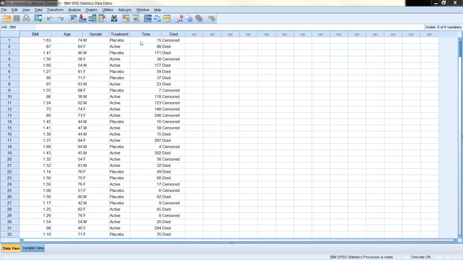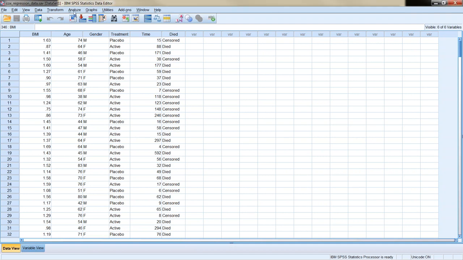Here's their time. Now, as you can see, this first person is censored, but he still has the time here. Maybe he dropped out, right? This person died, and they lived this many months. And this person died, lived this many months. So even though they're censored doesn't always mean that you went all the way through the study. Maybe you dropped out, so you still have to put that time in. So it's nice to look at the data to see that.